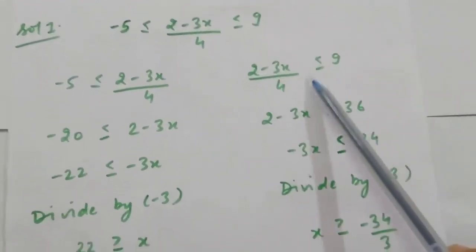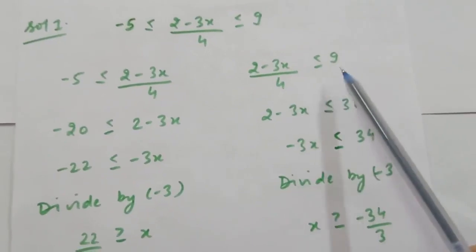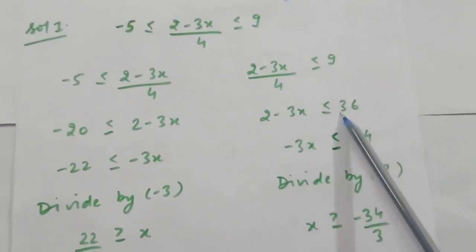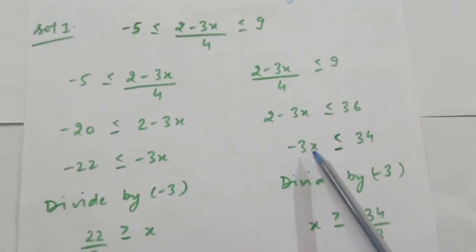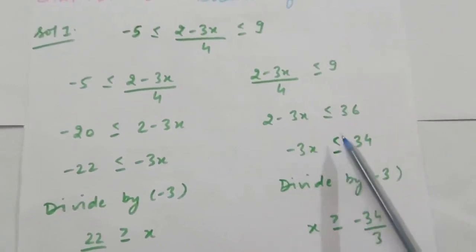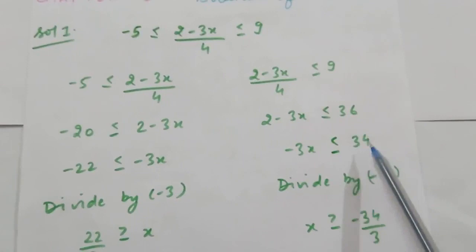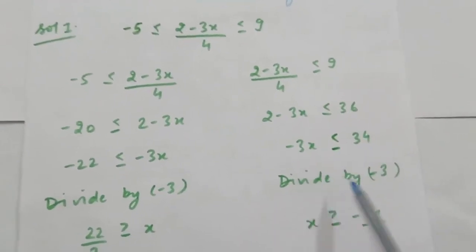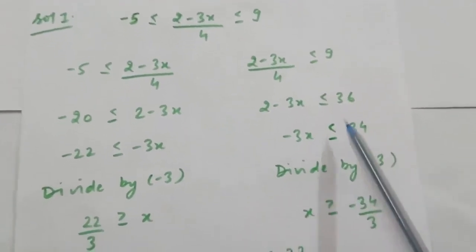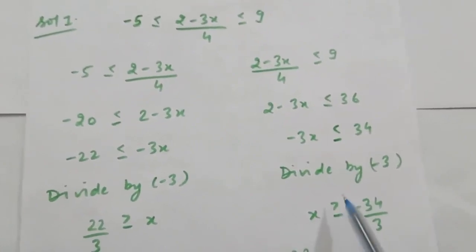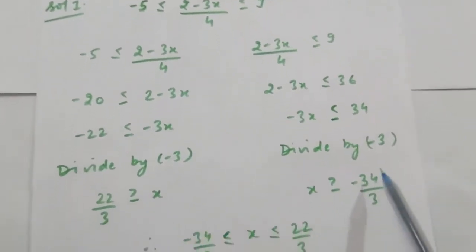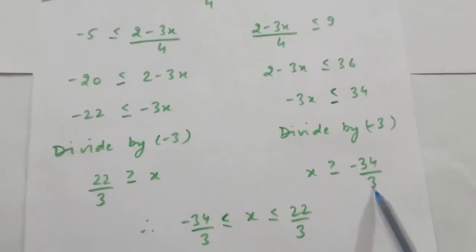Similarly, we will solve the second part. Multiply both the sides with 4. Then subtract 2 from both the sides. So you will get -3x ≤ 34. Now divide both the sides by -3. The sign of the inequality will change. So x ≥ -34/3.